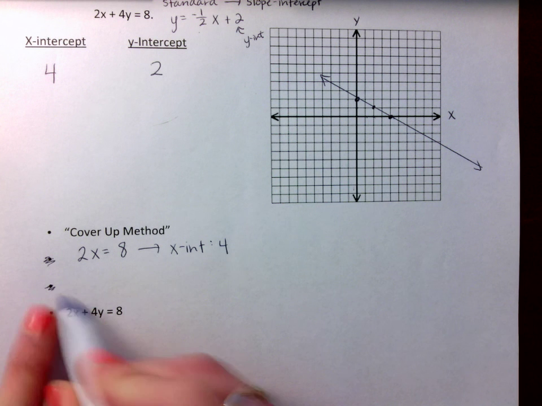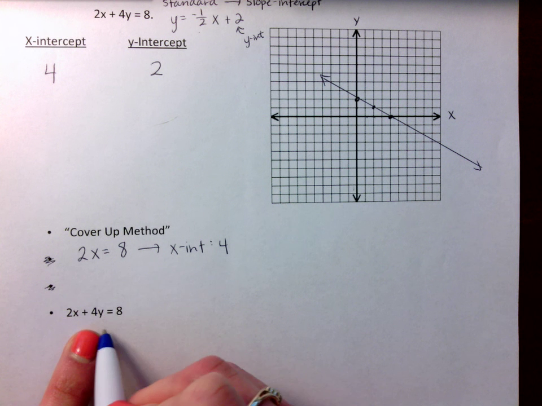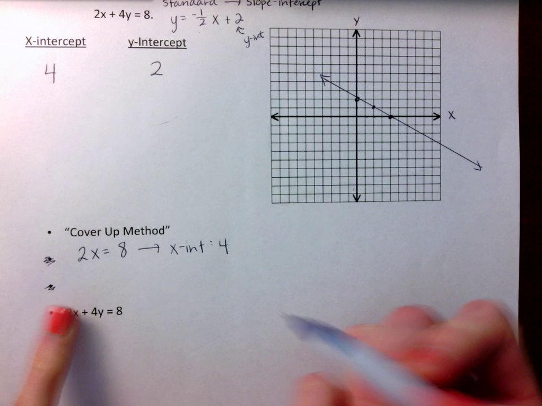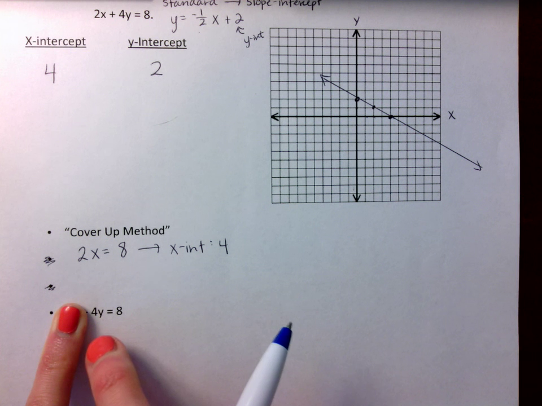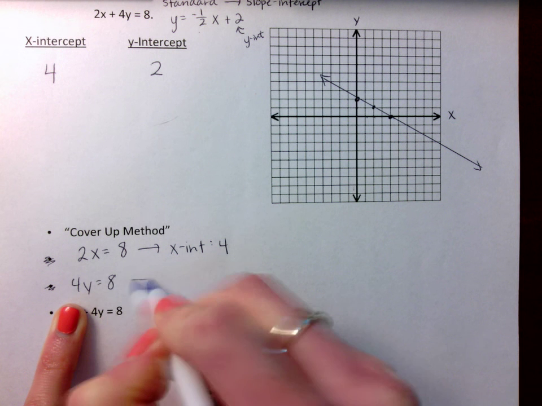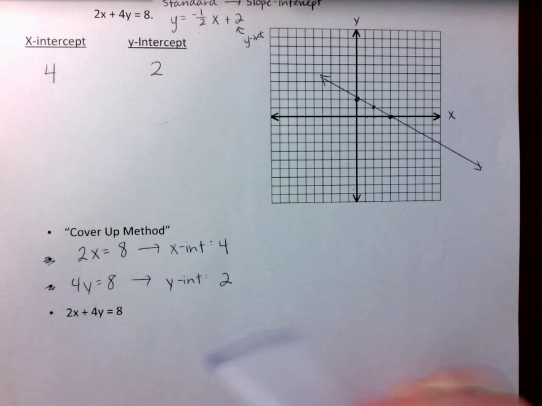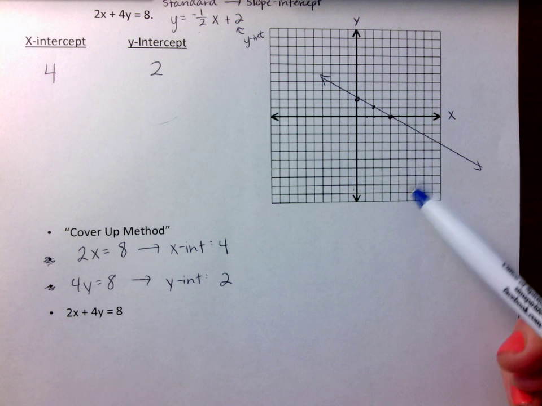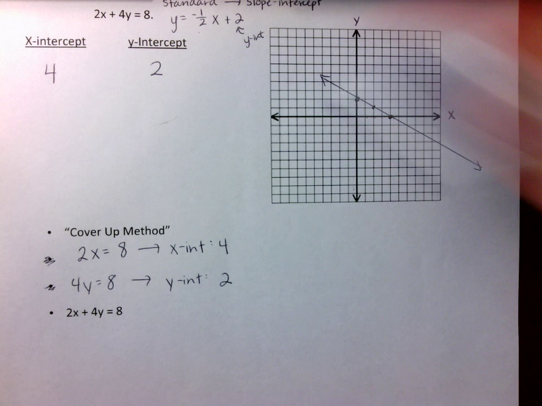And then I guess they had this other dot here that I just scribbled out because if you're trying to find the y-intercept, you would cover up the x's. So if I'm trying to find y, I leave the y, and if I solve that, so 4y equals 8, y-intercept would be 2. Same thing we found when we graphed it. And that's it for x and y intercepts.